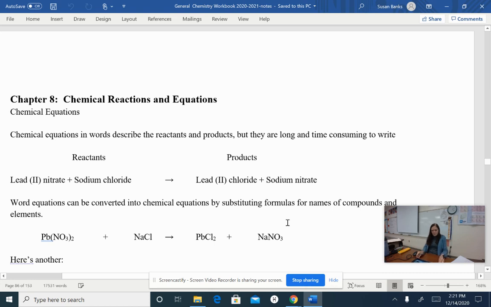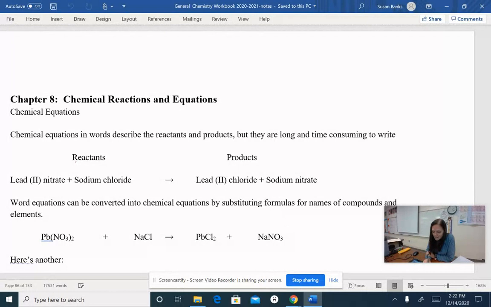All right, Gen Chem kids, we are going to learn how to do chemical reactions and equations today and how to balance them. Okay, so chemical equations, here we go, chapter 8, chemical equations. In words, they describe the reactants and the products, but they are really long and time-consuming to write.